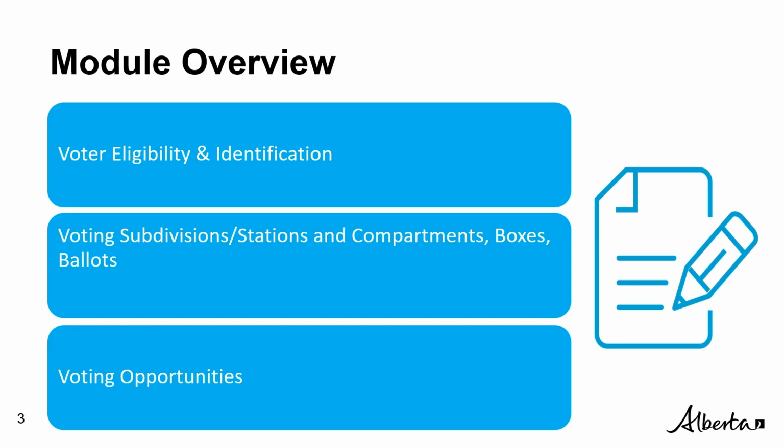So, a quick module overview. We're going to talk about voter eligibility and identification requirements first, before getting into the provisions for voting subdivisions and voting stations. Next, we'll address the requirements for voting compartments, ballot boxes, and the ballots themselves. Finally, we'll discuss the various voting opportunities local jurisdictions can provide for their electors, including advance votes, special ballots, elector assistance, both at home and at the polls, institutional votes, and some new provisions that have been introduced with Bill 50 around elector assistance terminals.